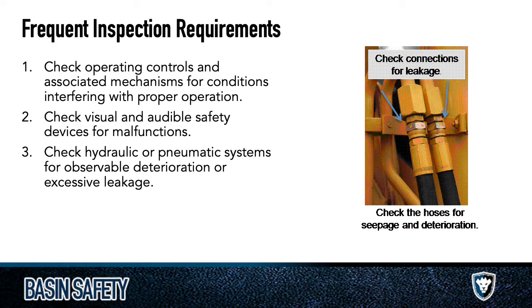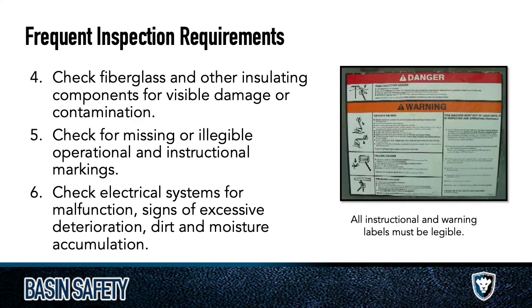You're going to check the operating controls, make sure they're not jumpy, make sure that they're working smoothly and they actually reach the maximum intended limit. Check fiberglass and other insulating materials, make sure it's not broken. A lot of times they're rain covers more than anything, and you don't want rain on a lot of these things. Check for missing or illegible operating instructional markings. Electrical systems for malfunction: heated up wires, smell of burnt wires, wires that are pulling away, for example.